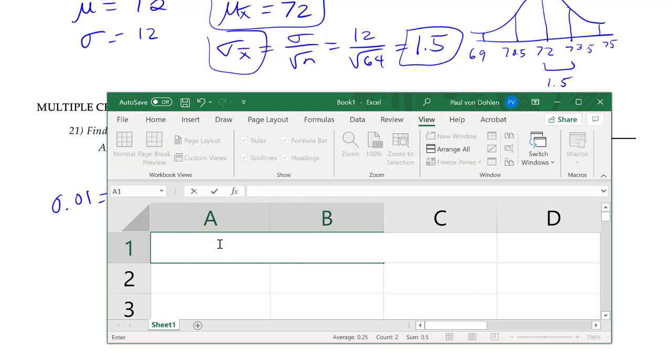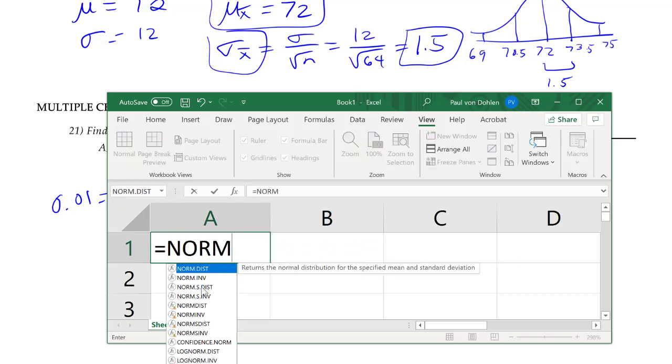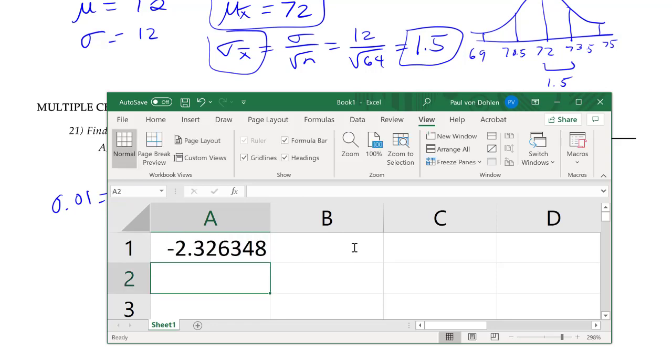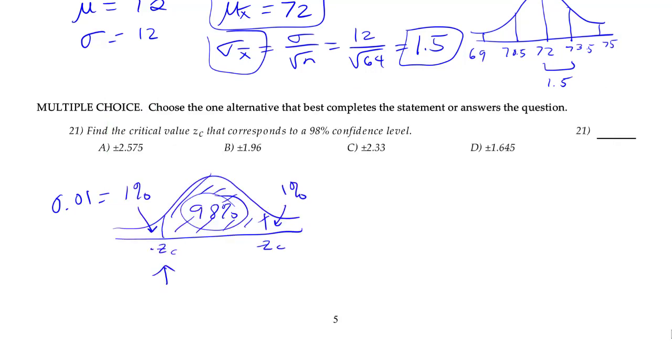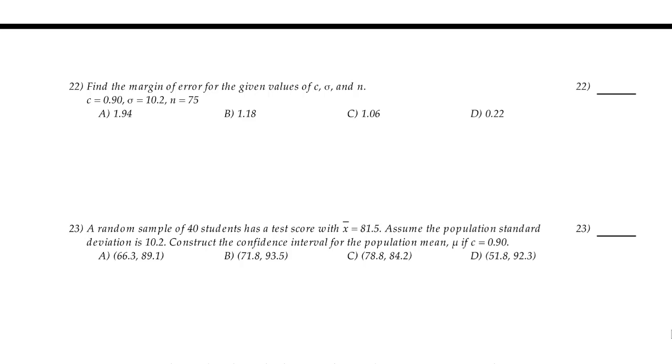So now I'm starting with a probability and going back to the z value. So I'm going to go in reverse. So 0.01. That gives me a negative 2.33. So that's negative 2.33. That's 2.33. So we get plus or minus 2.33. Margin of error.